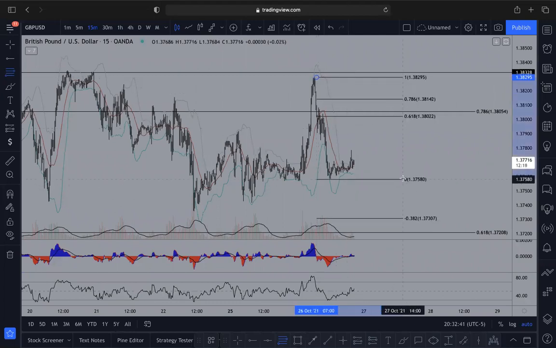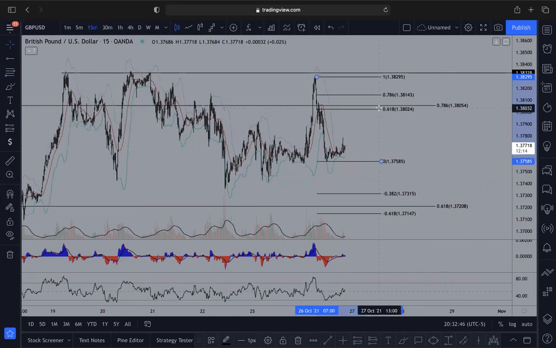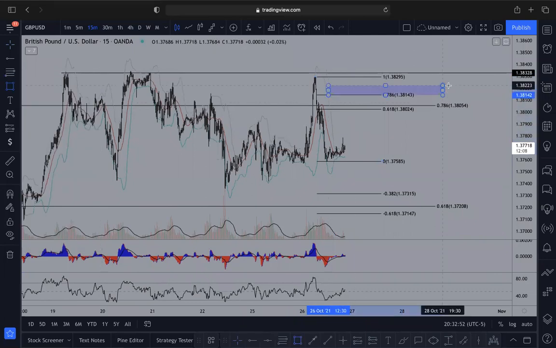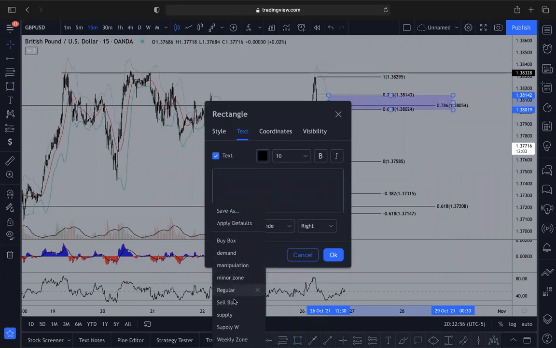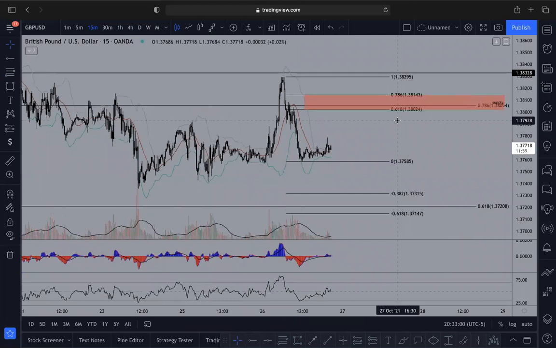So, in my opinion, I think we're going to see, here's that 78.6, here's that 61.8 of this. So I think this area right here is an okay area to look for sells. Now, I need to make sure that all the other GBPs look a little bearish before I continue with this.